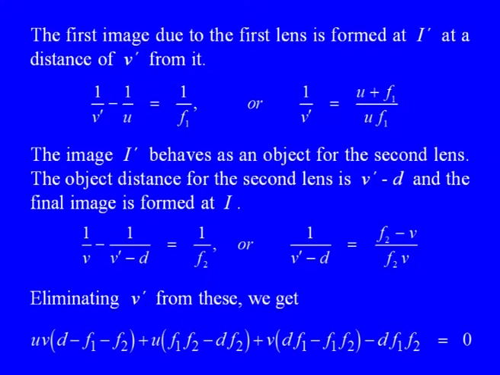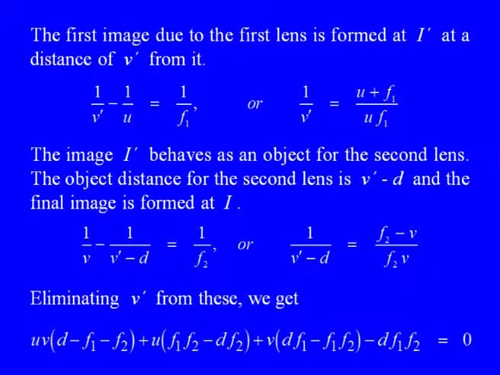So, we have the standard relation 1/v' minus 1/u is equal to 1/f1. This can be written as 1/v' is equal to (u plus f1) divided by u f1. Now, the image I prime behaves as an object for the second lens. The object distance for the second lens is v' minus d, and the final image is formed at I.